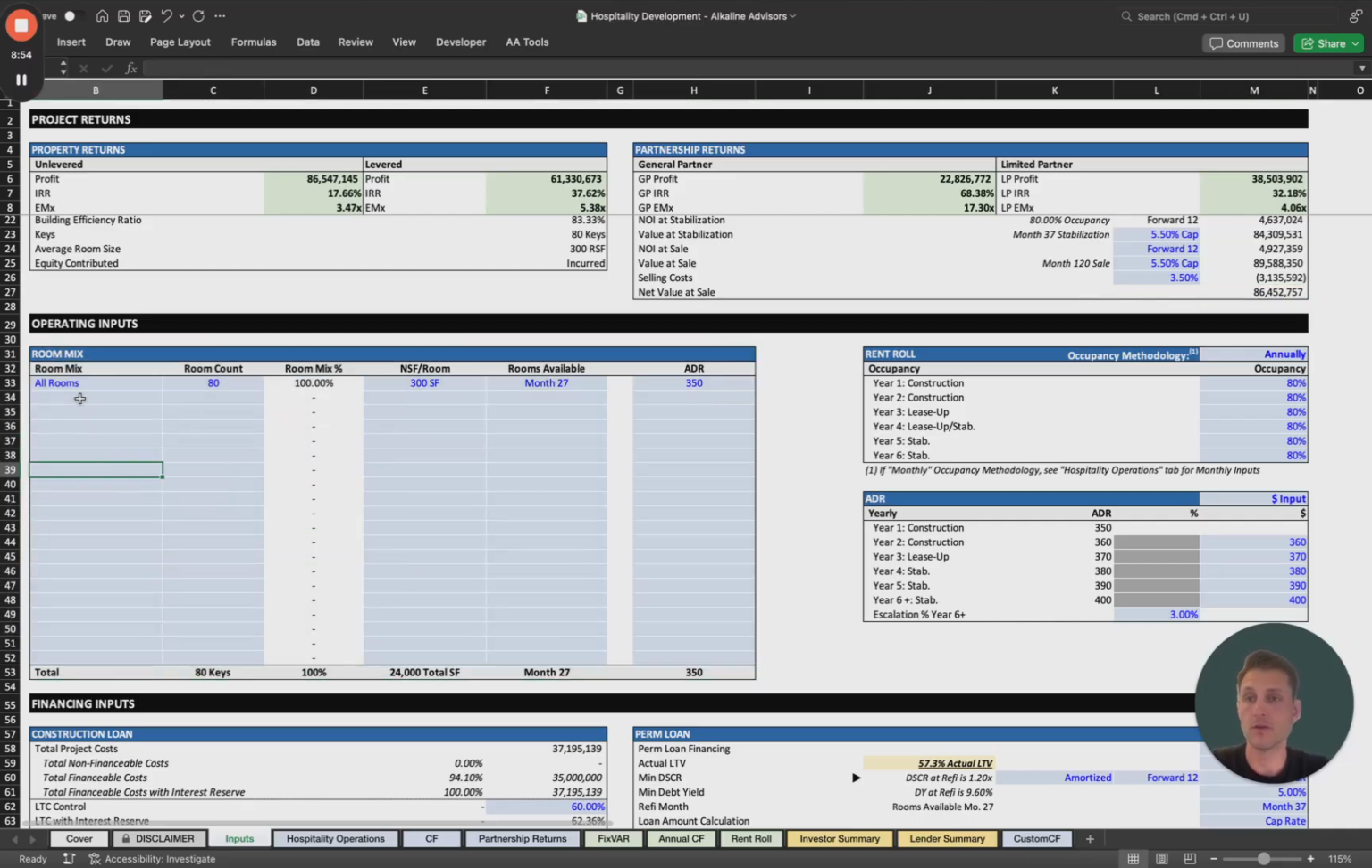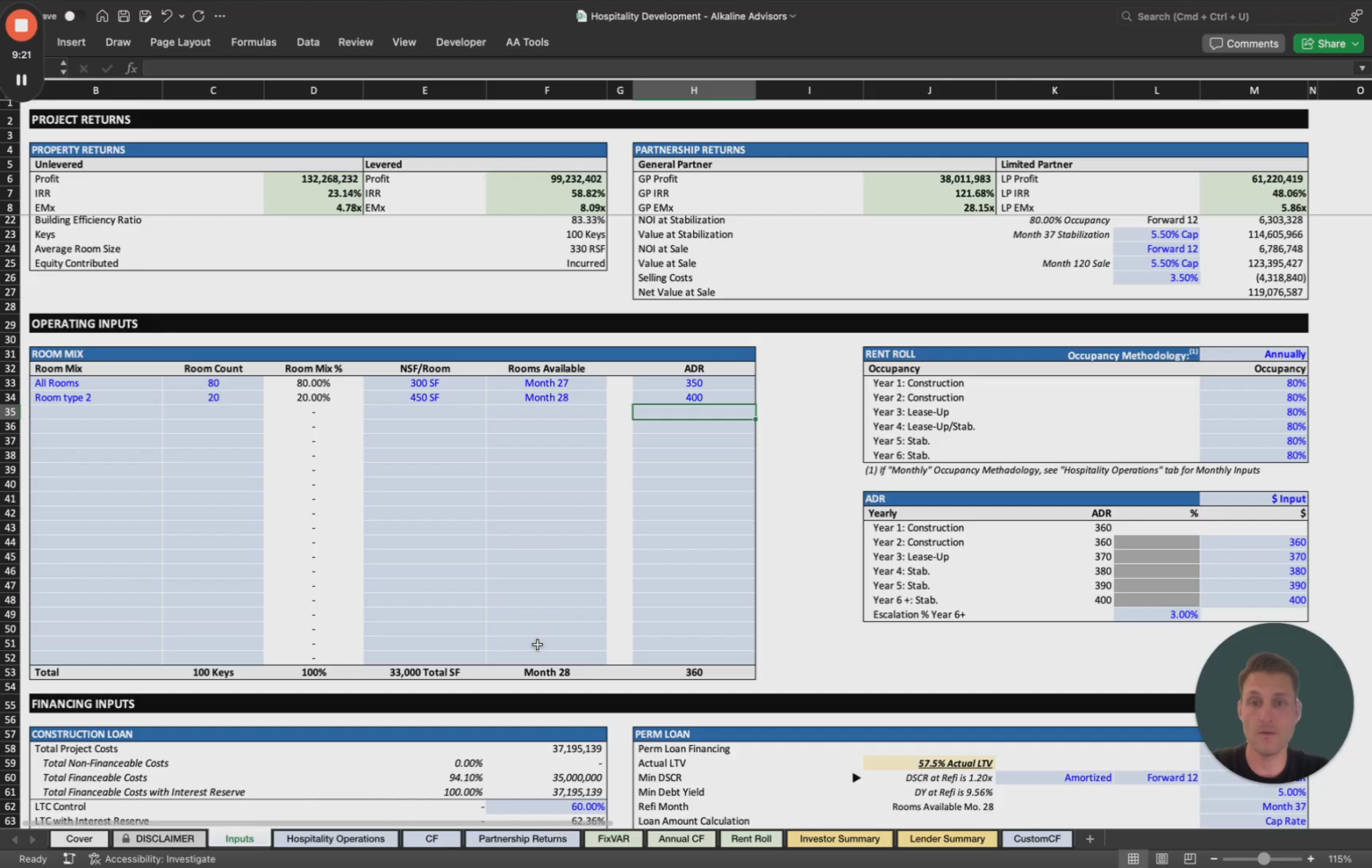Here you'll be loading in the different room types that you have and the size of the room, when the rooms will become available, and then the average daily rate, or the ADR. Now, for instance, we can say room type 2, there are 20. This is going to be 450. These will be available month 28. And then the ADR here will be 400.